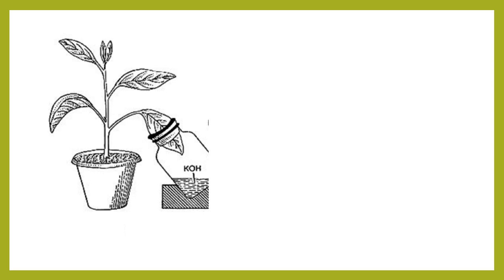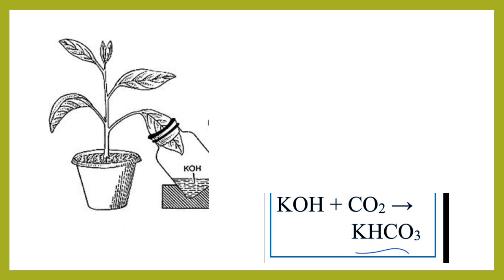Here a plant leaf is covered within a bottle which is having potassium hydroxide, KOH. Potassium hydroxide has the capability to absorb the CO2. So it will absorb all the CO2. Now it's like this: KOH plus CO2 gives potassium bicarbonate. So again this lower half is not getting the CO2, it can't prepare starch.